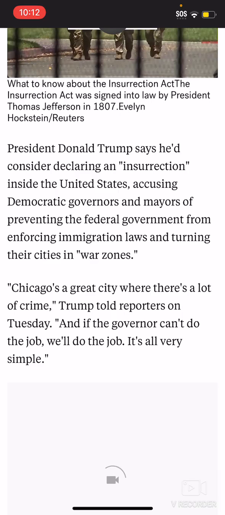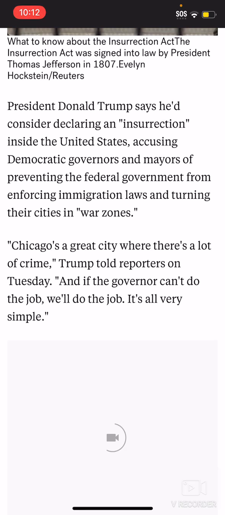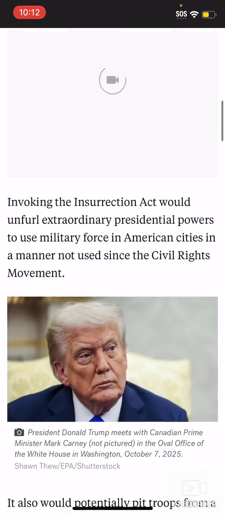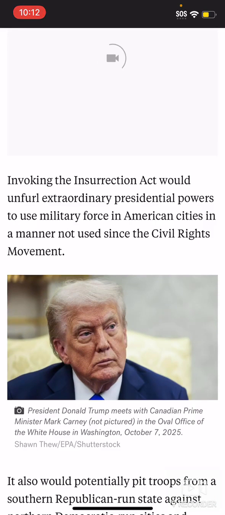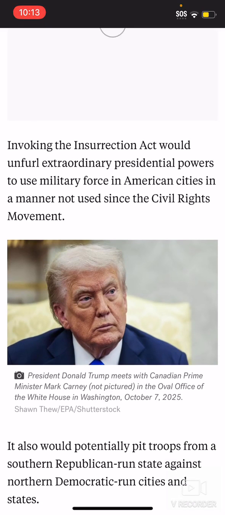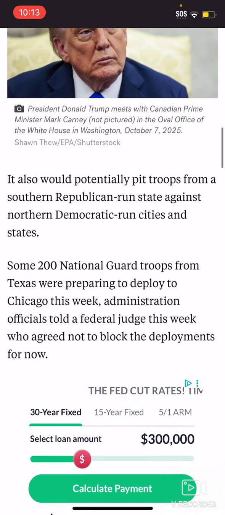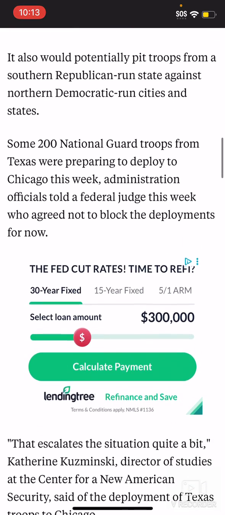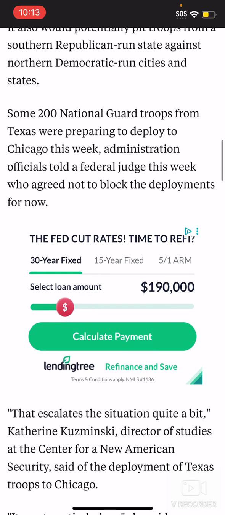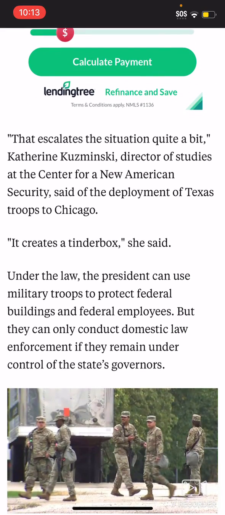All right? It says preventing the federal government from enforcing immigration laws and turning the cities into war zones. Chicago's a great city where there's a lot of crime, Trump told reporters on Tuesday, and if the governor can't do the job, we will do the job. It's all very simple. It says invoking the Insurrection Act would unfurl extraordinary presidential power to use military force in American cities in a manner not used since the Civil Rights Movement. It says it also would potentially pit troops from a Southern Republican-run state against Northern Democratic-run cities and states. It says some 200 National Guard troops from Texas were preparing to deploy to Chicago this week, administration officials told a federal judge this week, who agreed not to block the deployments for now. It says that escalates the situation quite a bit.